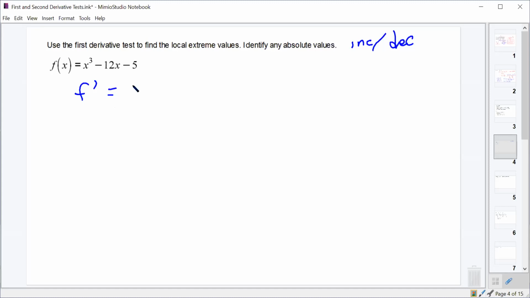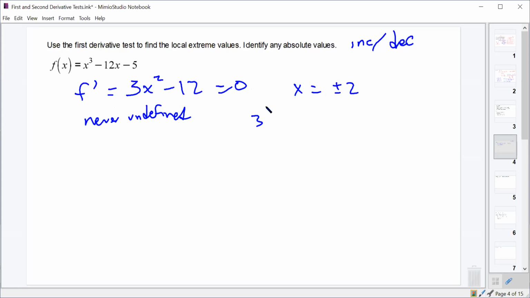What's f prime? 3x squared minus 12. Exactly. Is that ever undefined? No. Never undefined, but it does equal 0, right? When x is 2 or -2. We could write this out as 3 times (x plus 2) times (x minus 2).